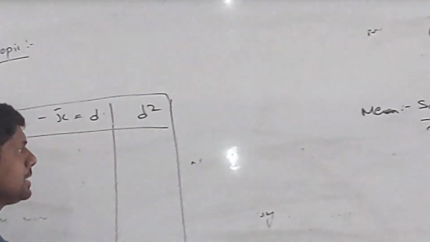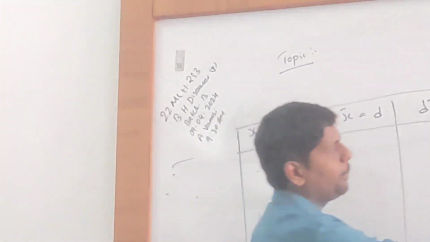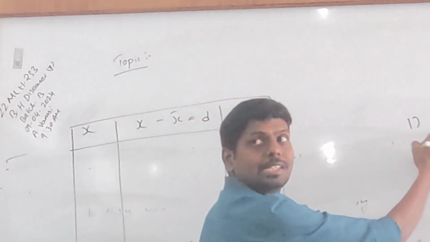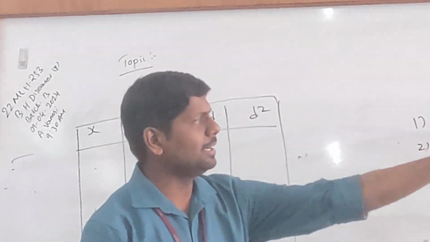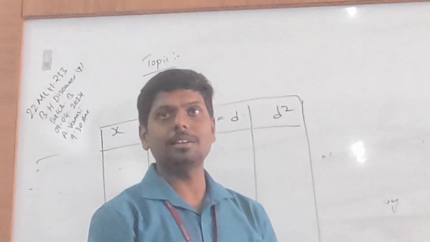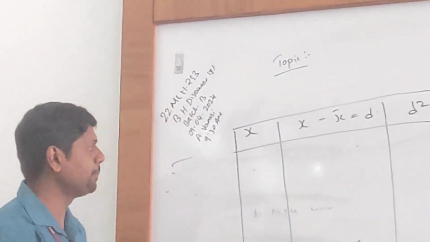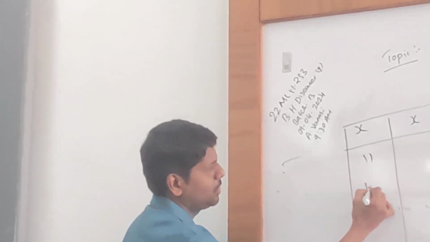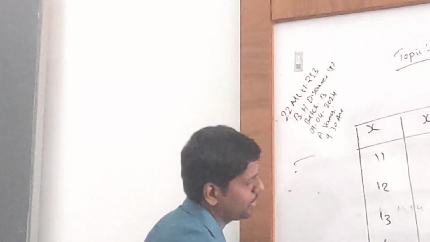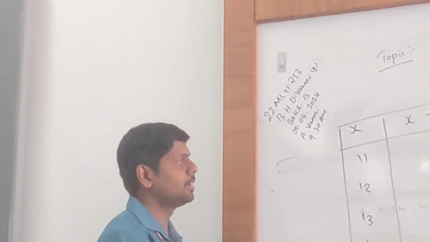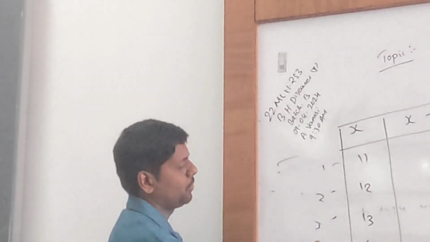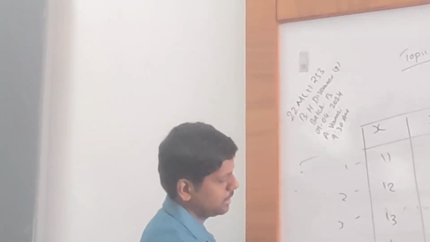Now see the magic. What is the second step? First step done. The second step is deviation. Find the deviation d from the mean. How will we find the deviation? Very simple. First you will write all your values here: 11, 12, 13, 14, 15, 16, 17, 18, 19, 20, 21. 1, 2, 3, 4, 5.